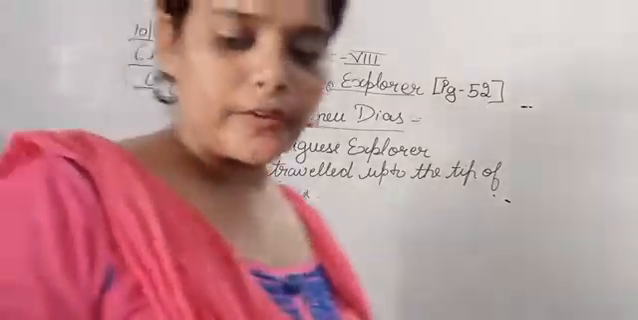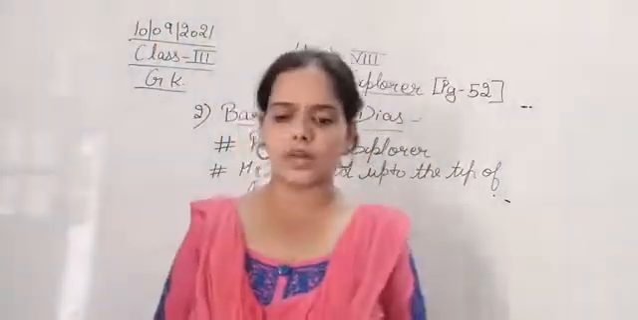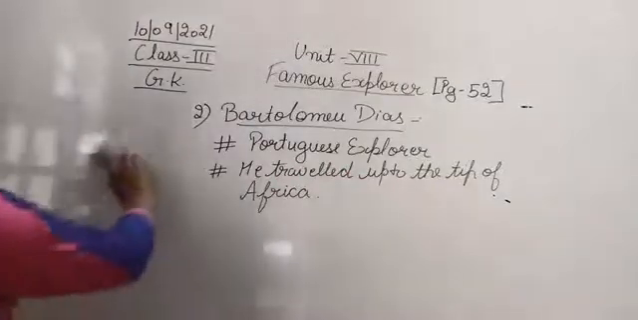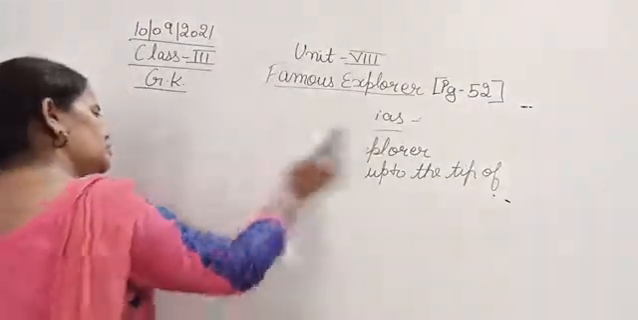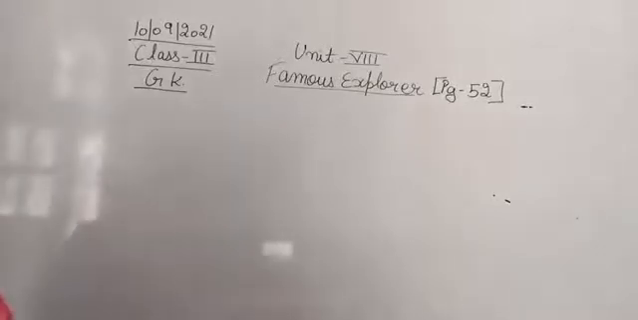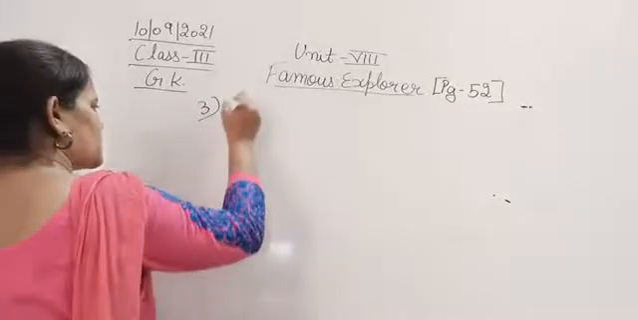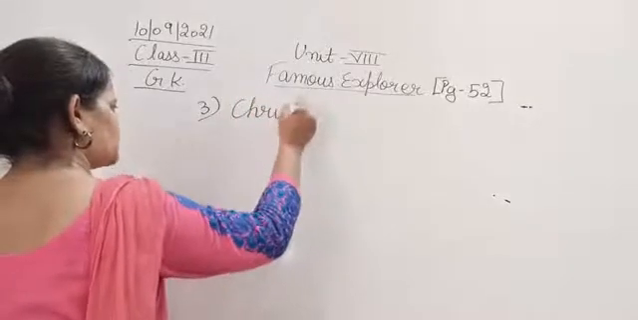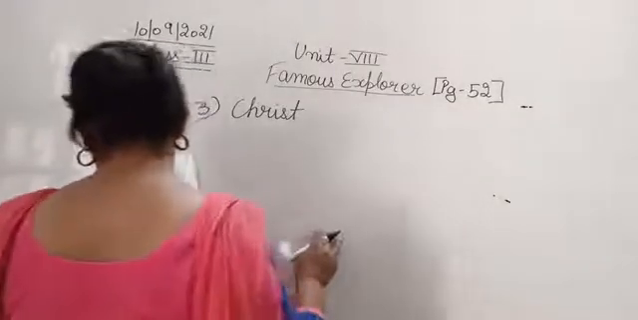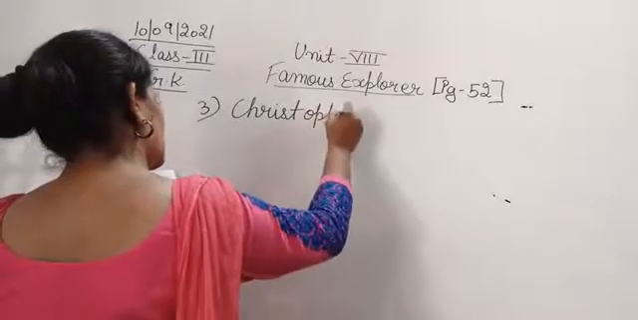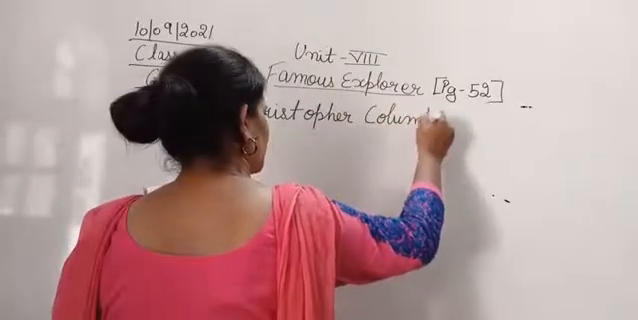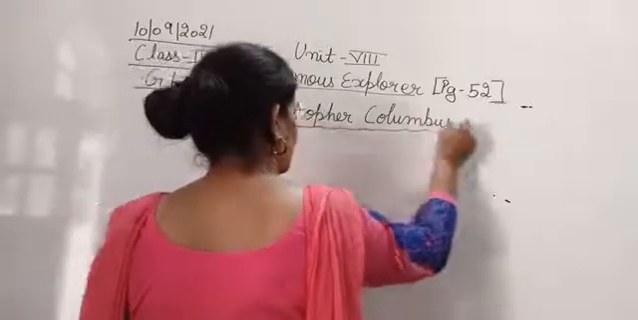The next is Christopher Columbus. So you must have heard about Columbus. Okay. So who was Columbus? So let's hear about him, or let's read about him. First of all, I'll write this name here. So the third explorer we will talk about is Christopher Columbus. C-H-R-I-S-T-O-P-H-E-R, Christopher Columbus, C-O-L-U-M-B-U-S. That is Christopher Columbus.